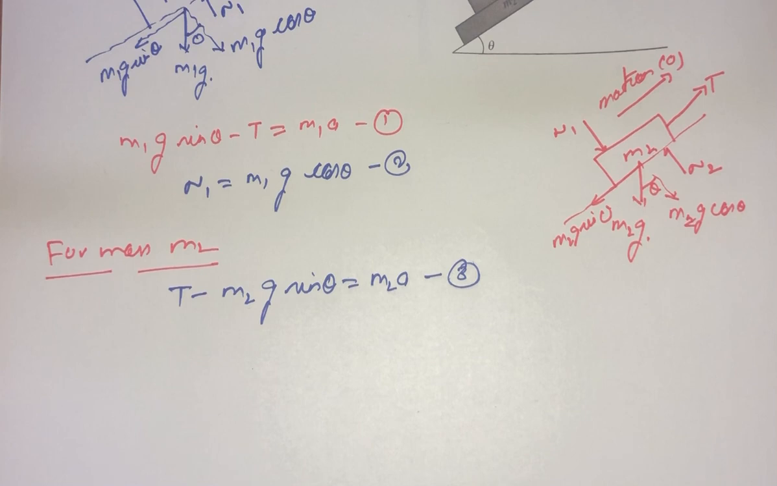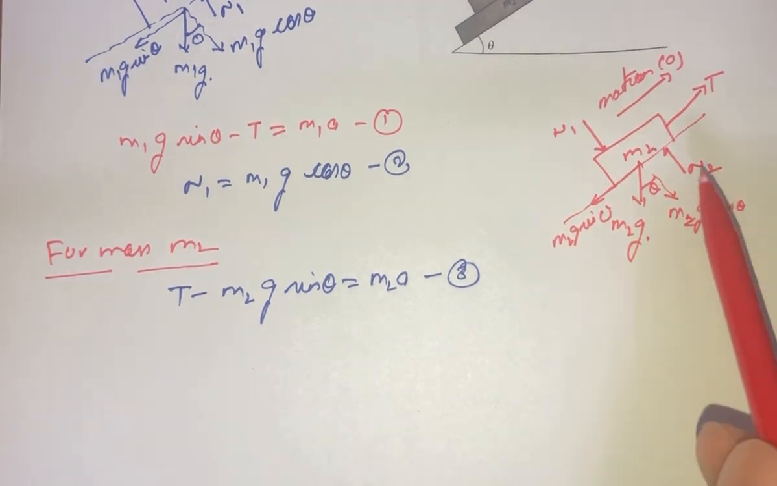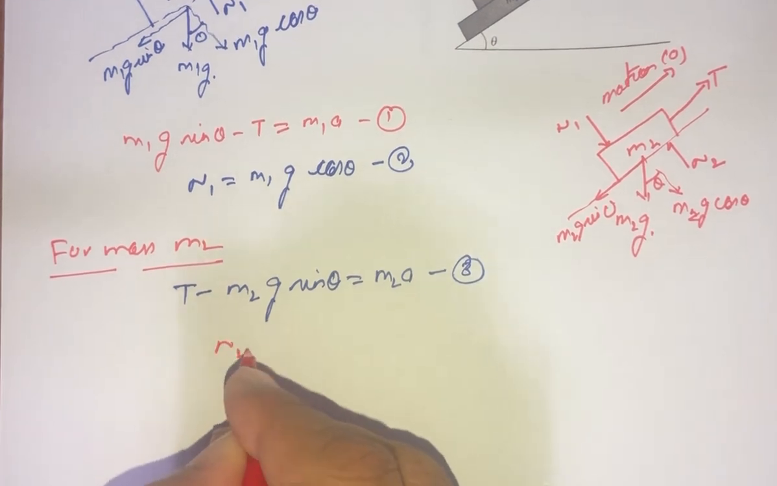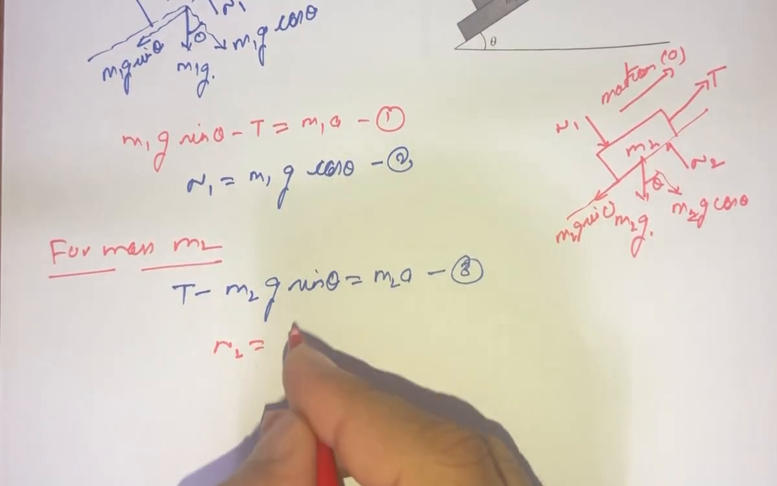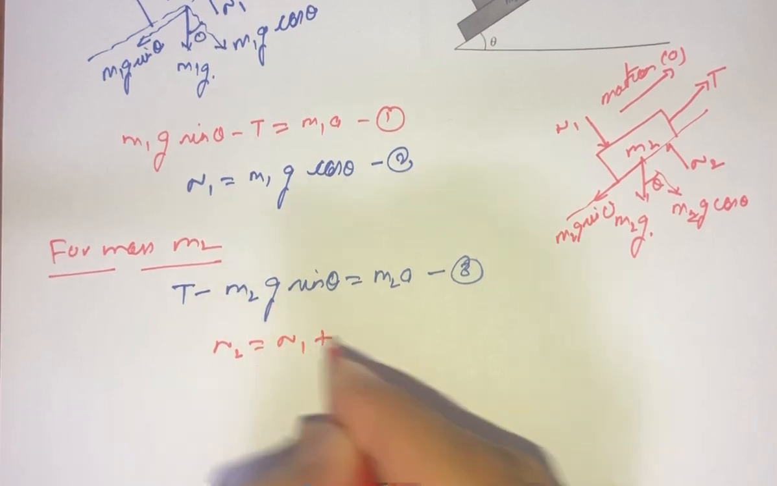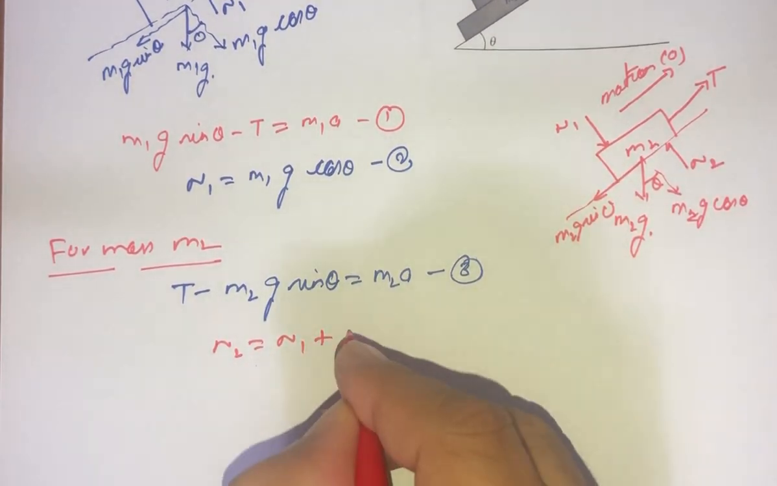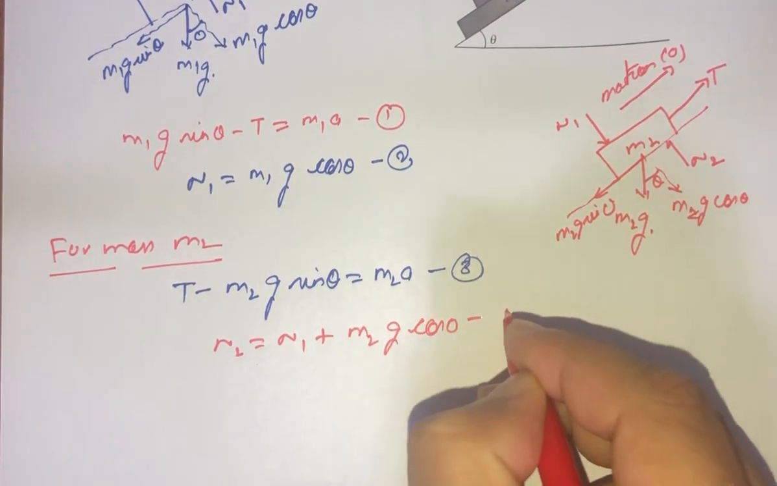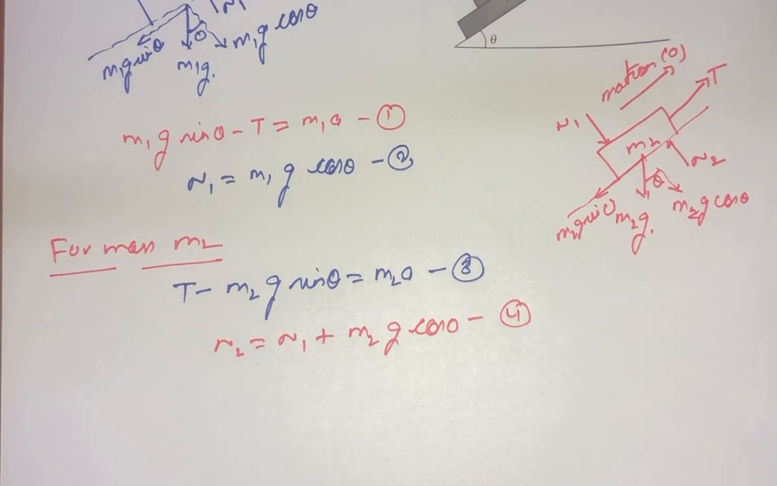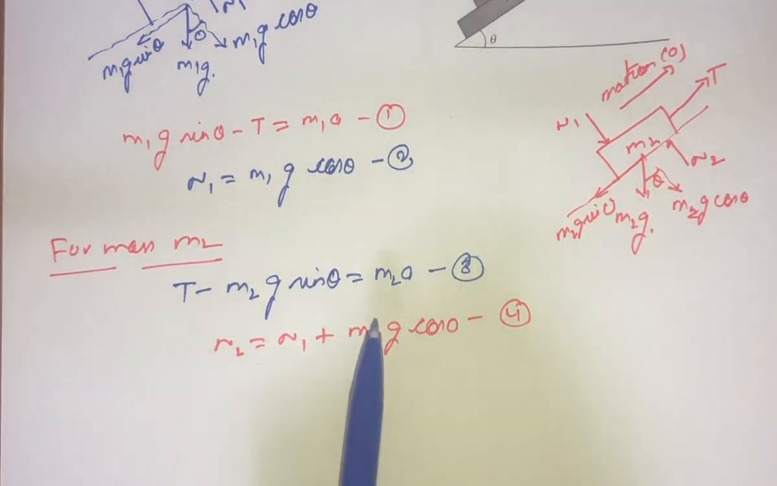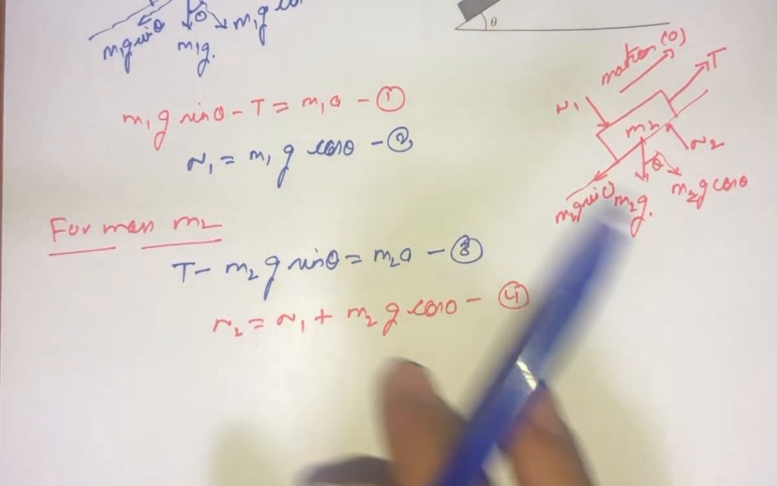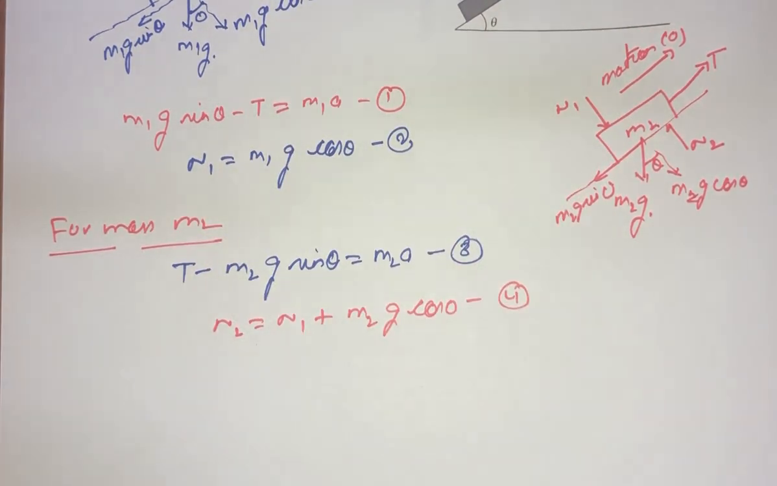And next we have the two normals. We can say that n2 is equal to n1 plus m2g cos theta, and this is equation 4. Now we are going to solve all these four equations and find out the respective answers.